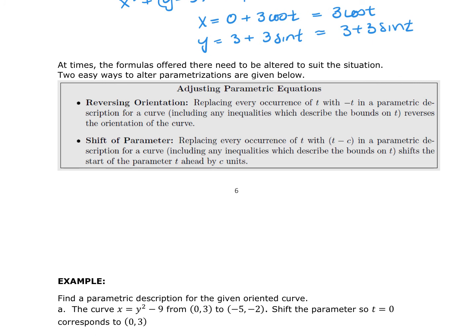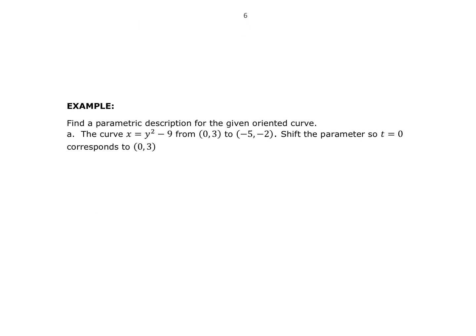Now, there are going to be times, however, in which we are going to want to reverse the orientation or shift the parameter. So here's an example in which we have an oriented curve. The curve is x is equal to y squared minus 9, and we want to go from 0, 3 to negative 5, 2. And we want to shift the parameter so that t equals 0 corresponds to 0, 3. So we start out with y is equal to t, and x is equal to t squared minus 9, where t is going to go between negative 2 and 3, because those are the values for the y.